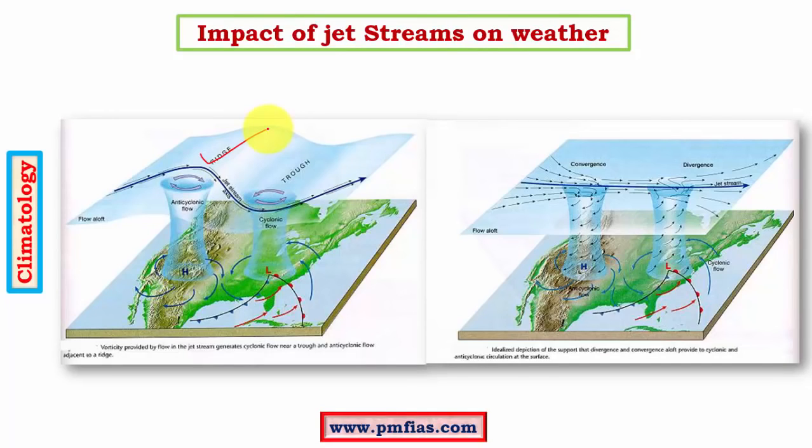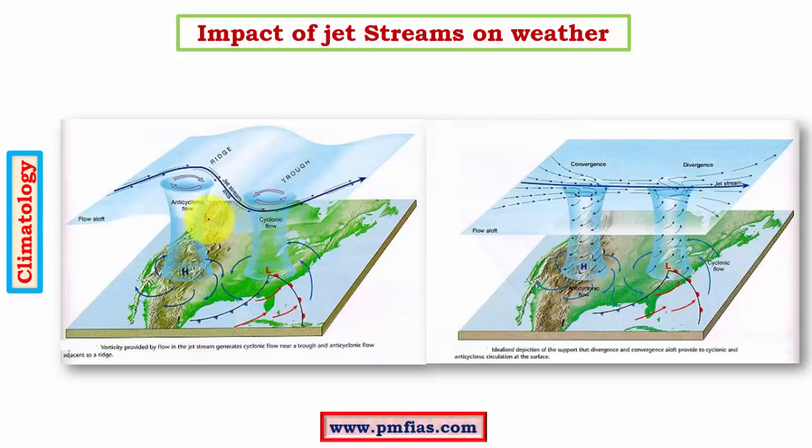The curve towards the pole is called a ridge, and the one towards the equator is called a trough. So the ridge region is associated with convergence of air, and here we have subsidence of air. As a result, extreme high pressure systems are created at the surface of Earth, and in the other case the reverse happens and we have low pressure systems. So we have seen all these things in detail in the previous videos.